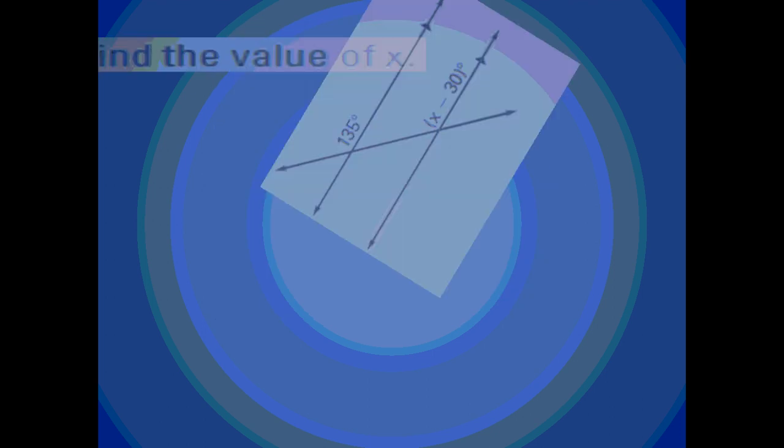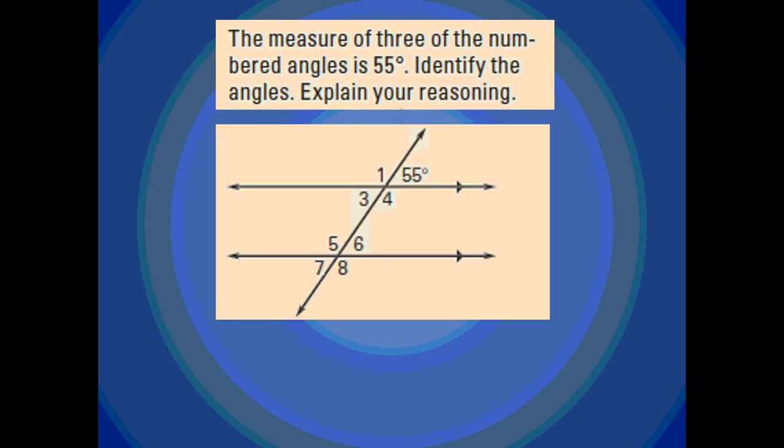I guess I have a couple examples here real quick. Let's go through those. The measure of three of the numbered angles is 55. Identify those angles and explain your reasoning. Well, if this one up here is 55, I know that angle 3 is 55. And the reason I can state that is because vertical angles are congruent.